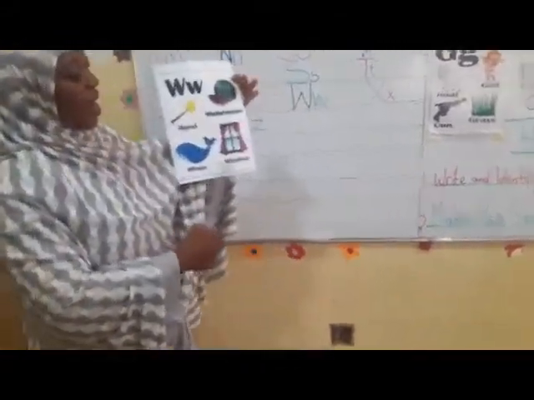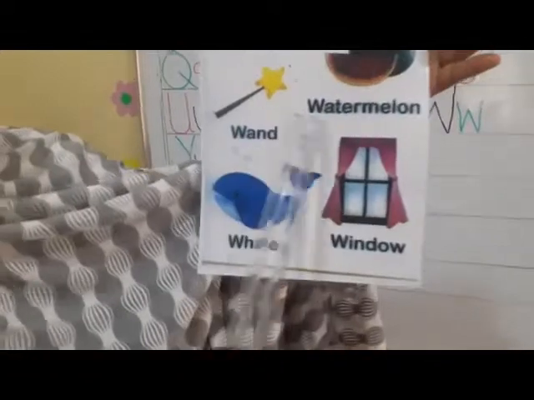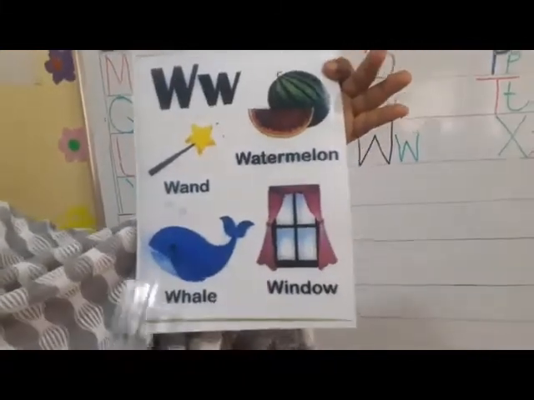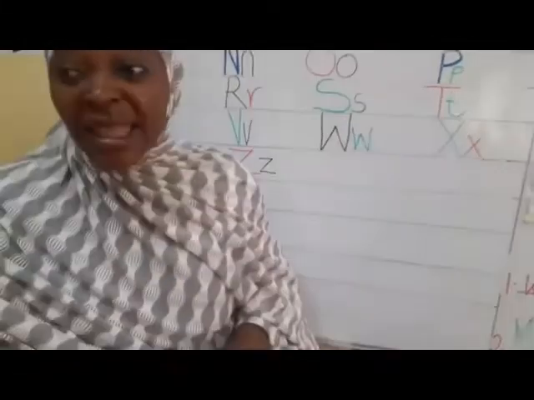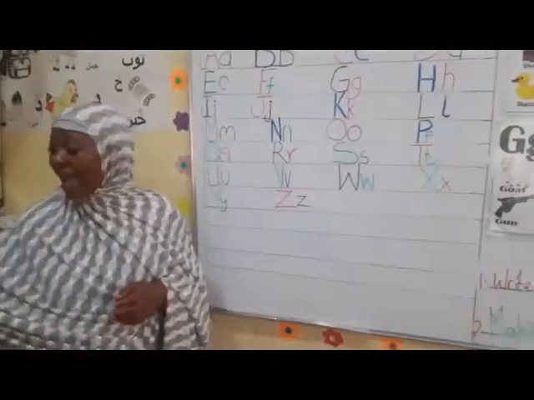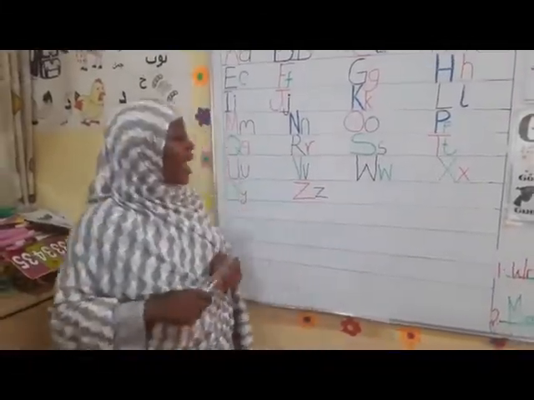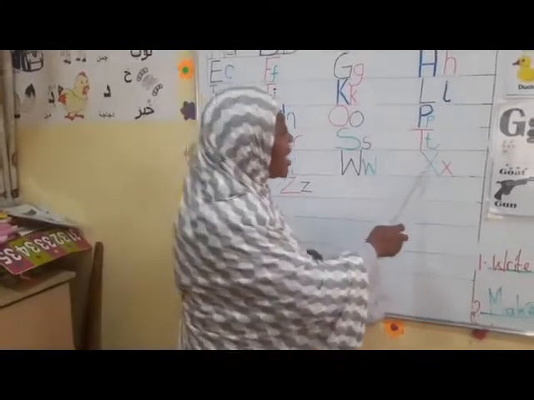As in watermelon. As in whale. As in wand. And as in water. The water you drink. Mashallah, let's go to the next one. What is the next letter?